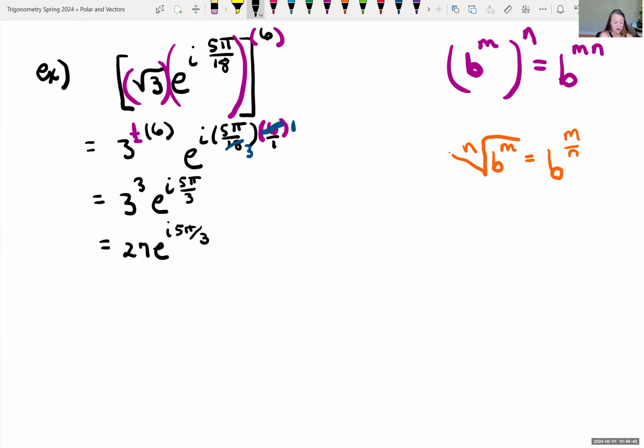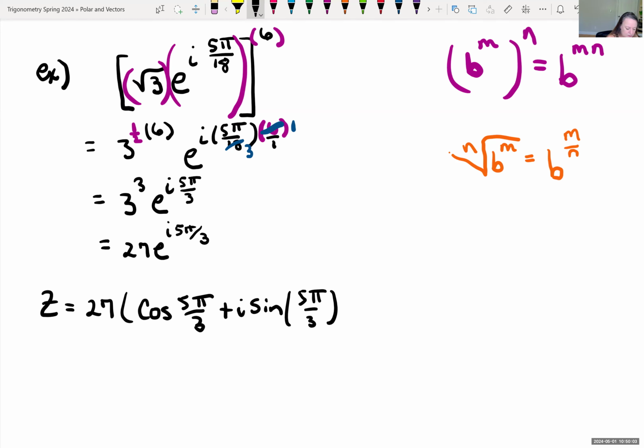Let's write this in our rectangular form. To put this in rectangular form, let's first put it into our polar form. So this is equivalent to z equals 27 cis, or cosine of 5 pi thirds plus i sine of 5 pi thirds. So let's think about 5 pi thirds. Graphing that, if I add another pi thirds, that would be 2 pi. So that's going to get me down here in the fourth quadrant, a reference angle of pi thirds.